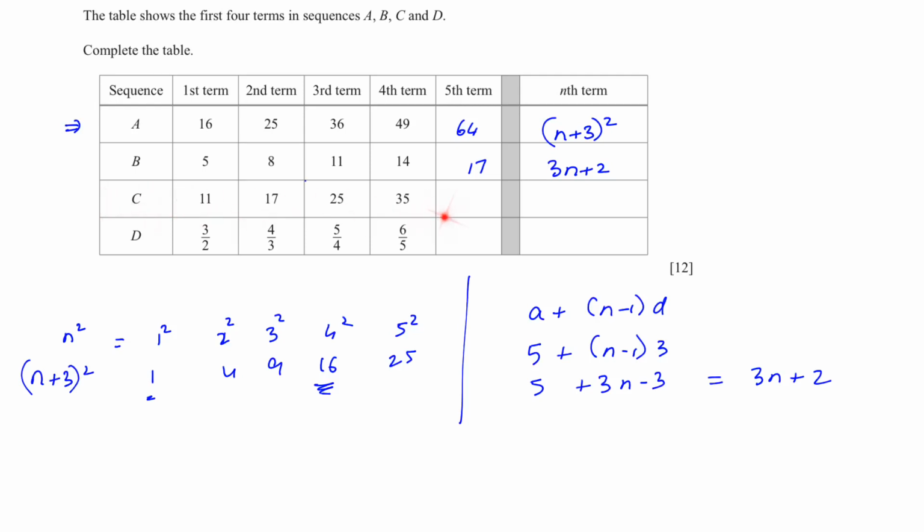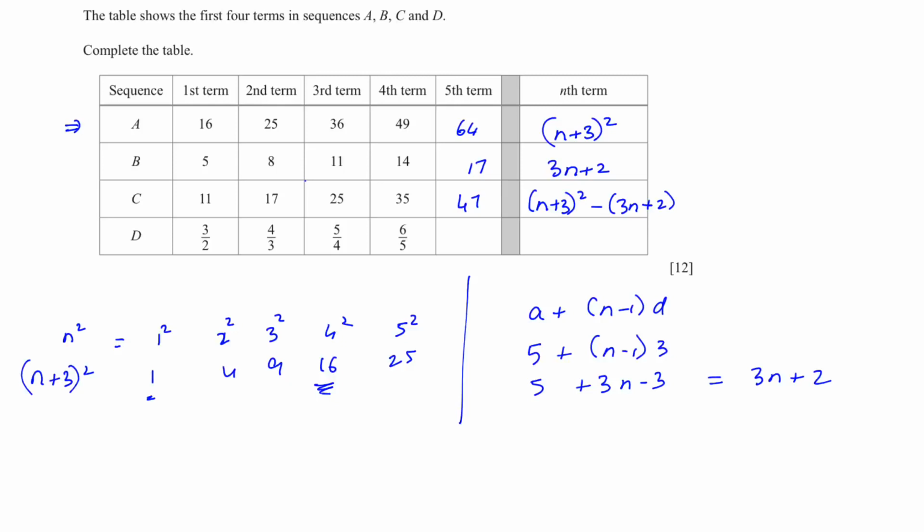To find C, notice the sequences A and B. 16 minus 5 is 11, 25 minus 8 is 17, 36 minus 11 is 25. So we subtract B from A to get C. So the next term is going to be 64 minus 17. That will give us 47. And the nth term will be A minus B. Remember to put a bracket.